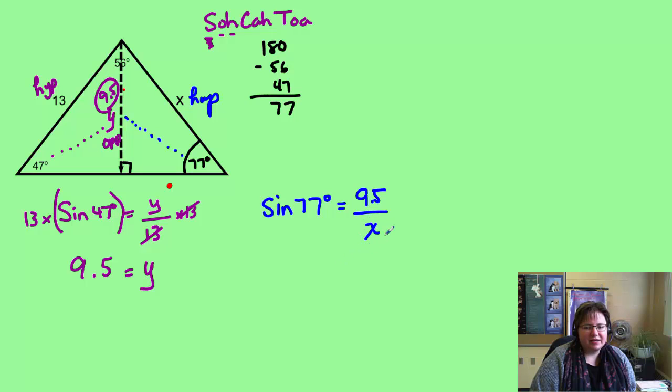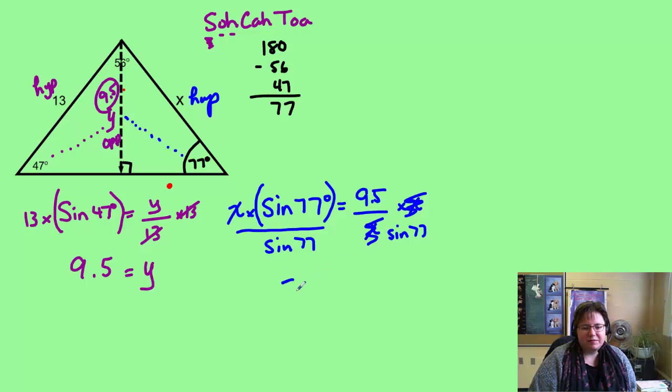This time I need to get x out of the bottom because I'm trying to solve for it, so I can't leave the x in the bottom. And if you remember how I got rid of the denominator, I multiplied by it. So I'm going to multiply by x on this side and on this side, and I'm going to get rid of my denominator. So now I have x times the sine of 77. Remember, I can't split that. But in order to get x on its own, this time I'm going to have to divide by sine 77 on both sides, which leaves me with this.